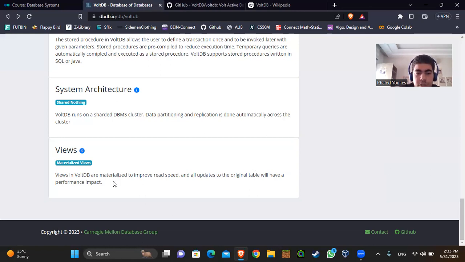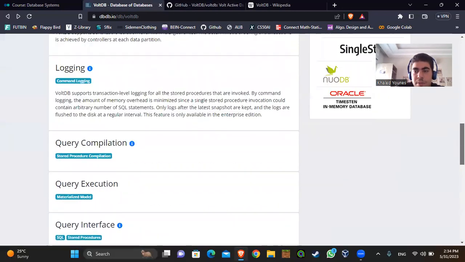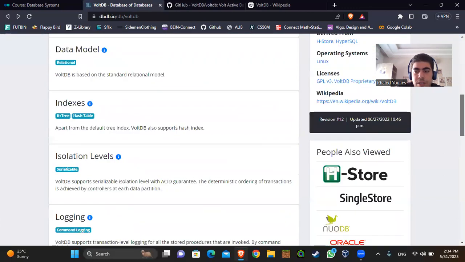Views. Views in VoltDB are materialized to improve read speed, and all updates to the original table will have a performance impact. So any procedure you do on your existing data will affect the data automatically in real time. That's why VoltDB is really useful for OLTP procedures or online real-time transactions. This is a general idea about VoltDB and its features and characteristics.